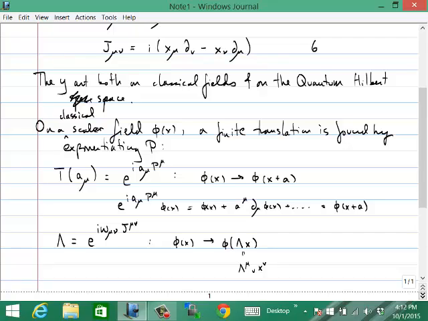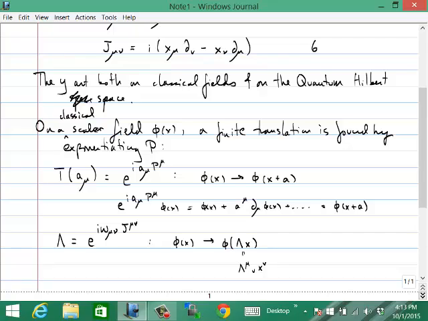Okay. So in the same way that when you exponentiate e to the I x d by dy minus y d by dx, acting on some function of x and y, all that does is rotate the x into the y coordinates, in the same way that when you exponentiate d by dx, that gives you a translation of the x coordinate.